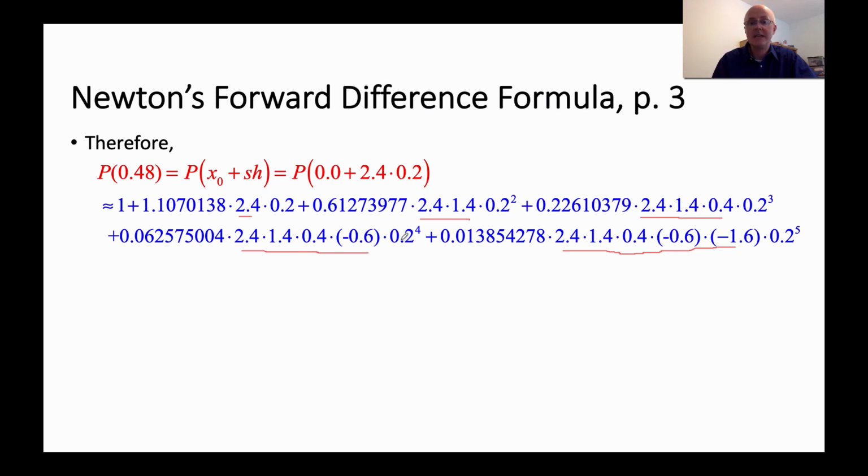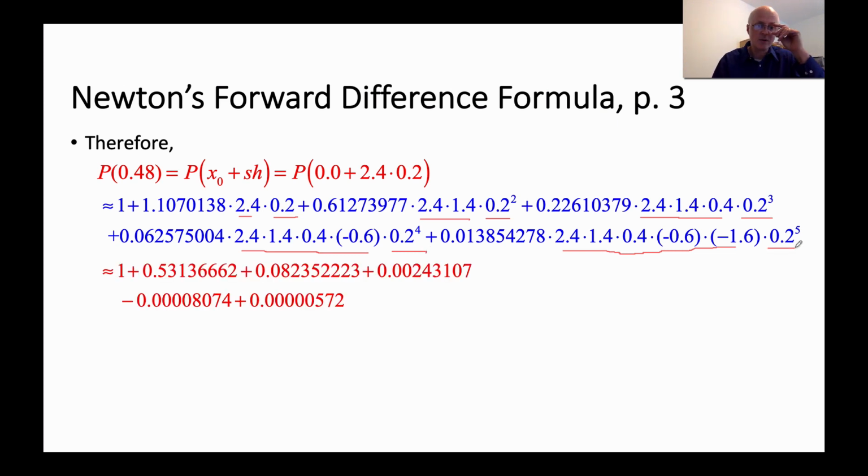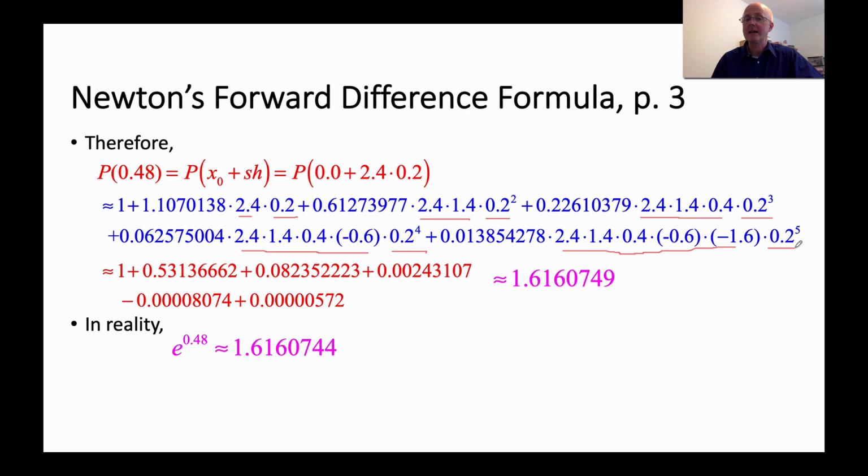You also still see h to different powers. H is 0.2. Here we have an h. Here's h squared, h cubed, h to the fourth, and h to the fifth. You might want to pause the video and check these numbers when you simplify, and you get about 1.616079 as our approximation for e to the 0.48. In reality, using a calculator, it's closer to 1.6160744. We're only off in that last decimal spot. The absolute error is about 0.000005, about 5 times 10 to the negative 7. It's a pretty small absolute error. That's very good.